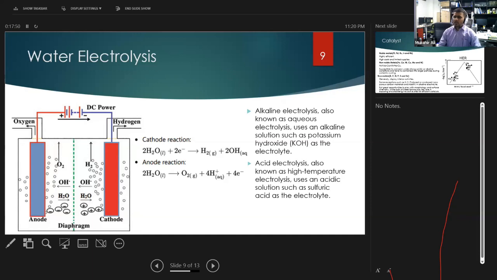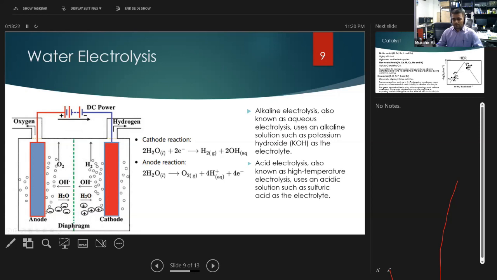Because of the stability issues, most of the industries are using alkaline water electrolysis, because it is more stable, the hydrogen produced by this method is pure, it can be used at high temperatures, and it is environmentally friendly. The whole water electrolysis depends on the electrode material which we are using as the anode or cathode.